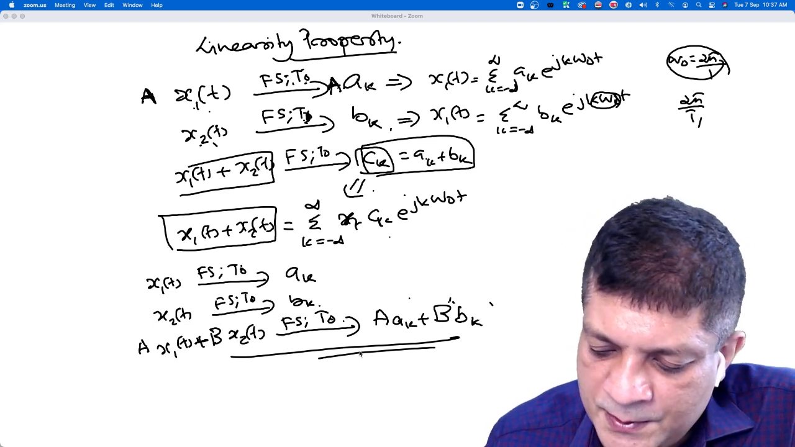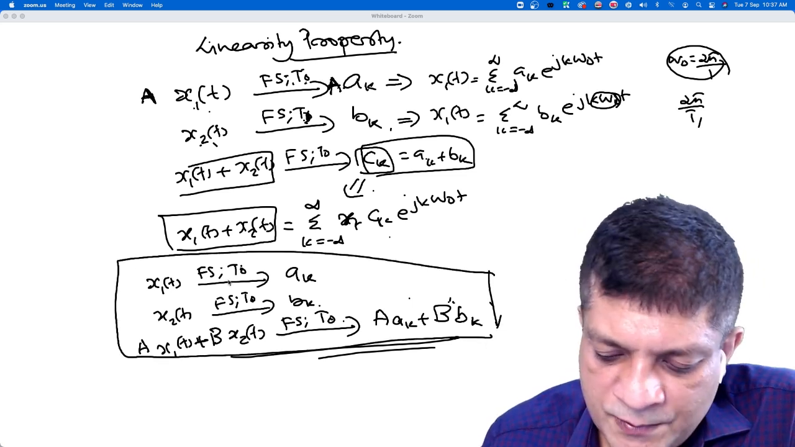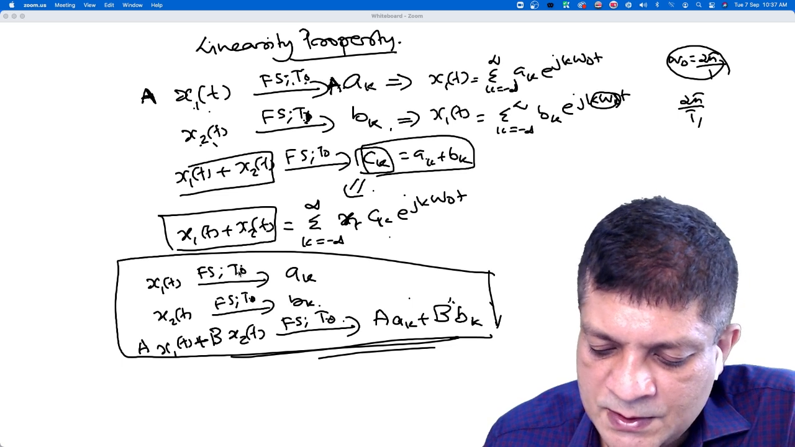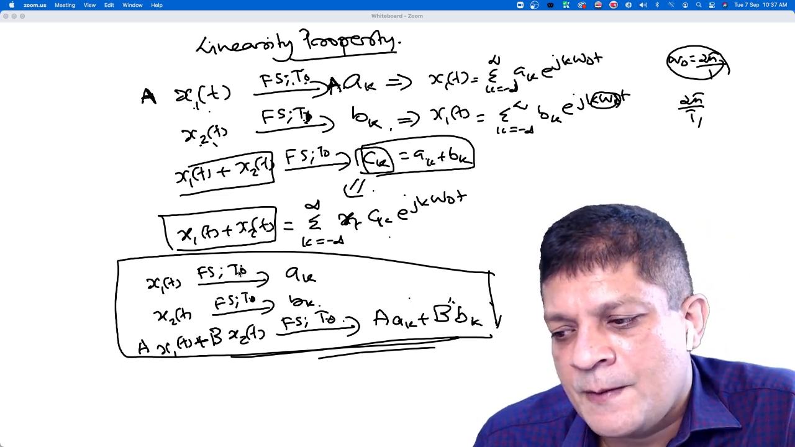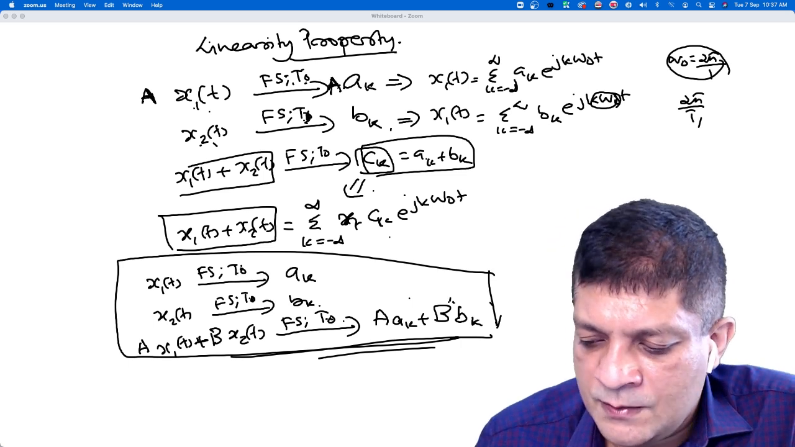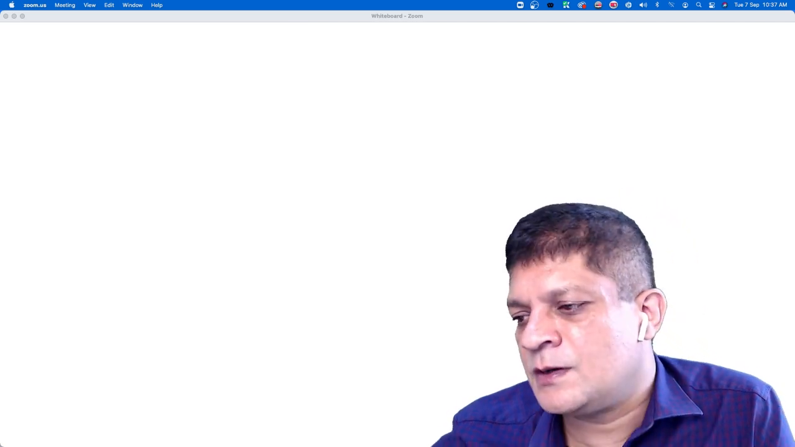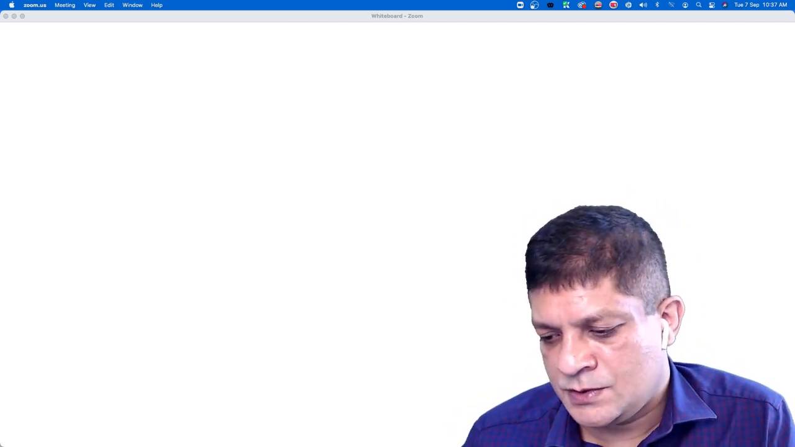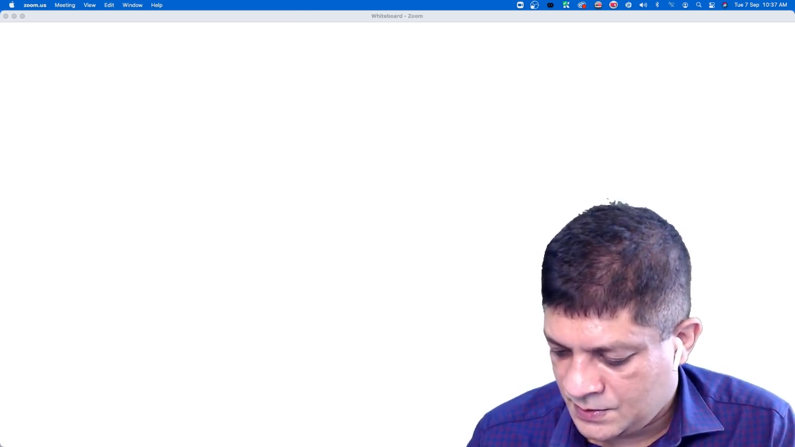This linearity property that I explained is valid only if you are taking the Fourier series representation with respect to the same period. Now I'll give you some examples, and there are many examples and problems related to these properties in the second and the third tutorial sheet.